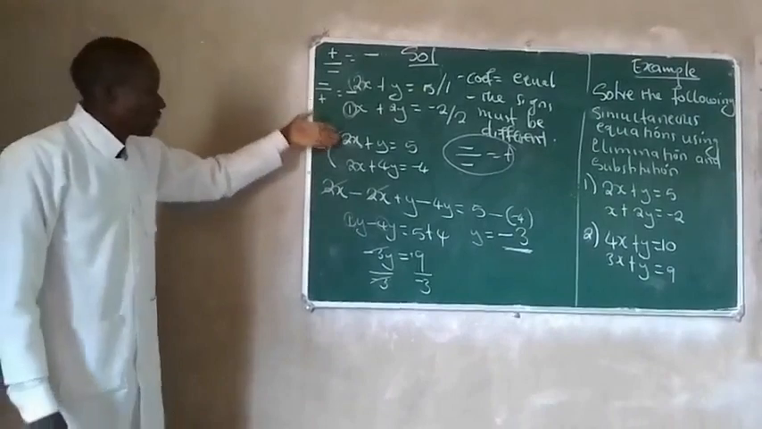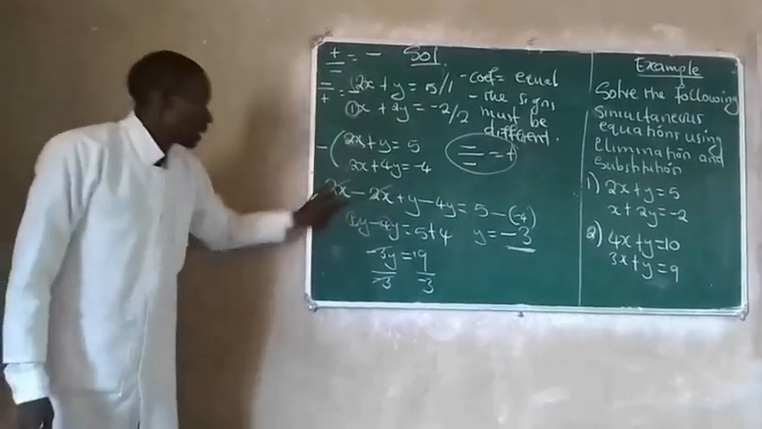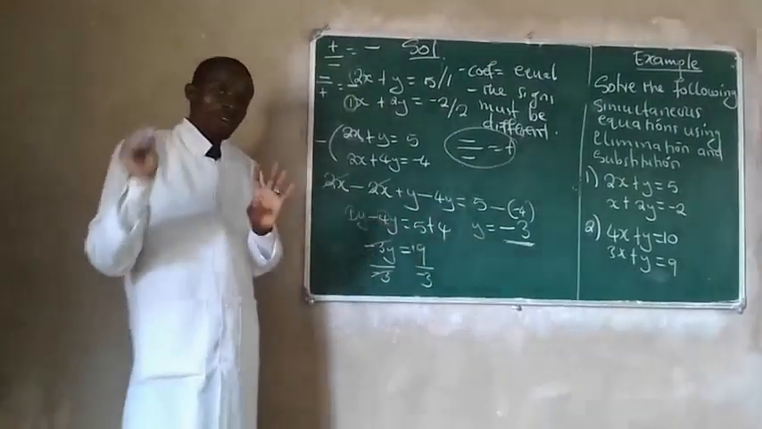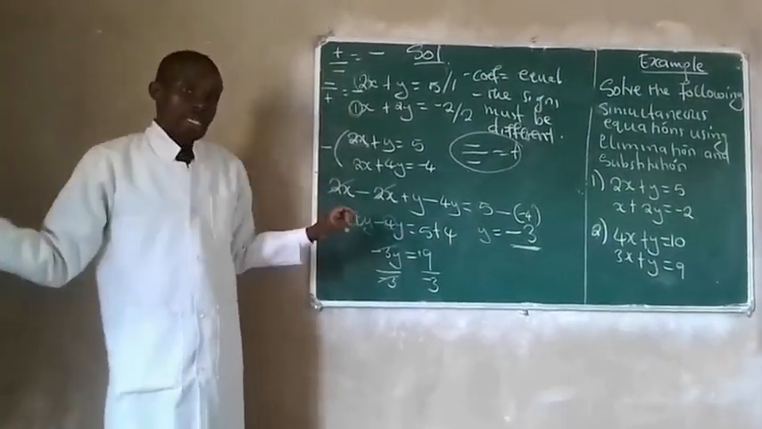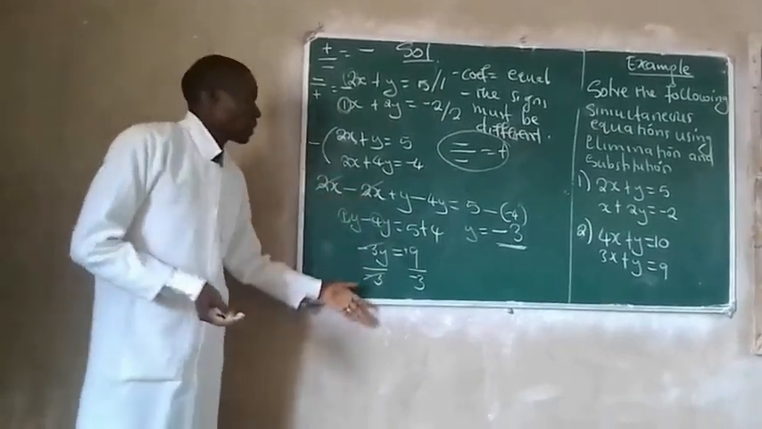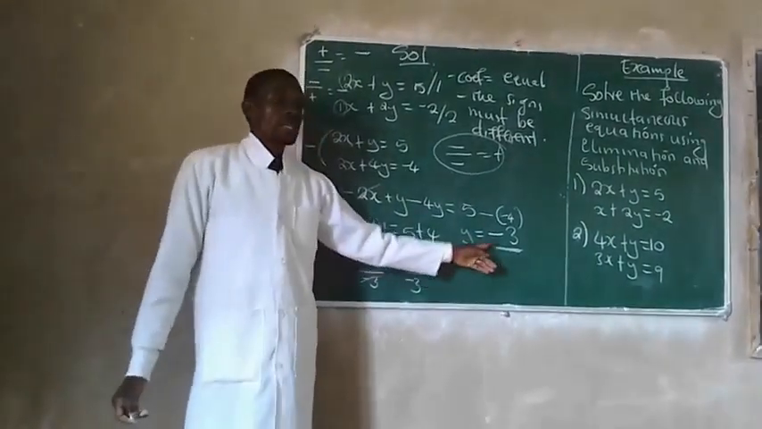So one variable is known, which is y. We have used elimination to eliminate x and find the value of y. So to find the value of y, we eliminated x. We remained with y as our variable. Then we did all the manipulation, and our value of y is negative 3.